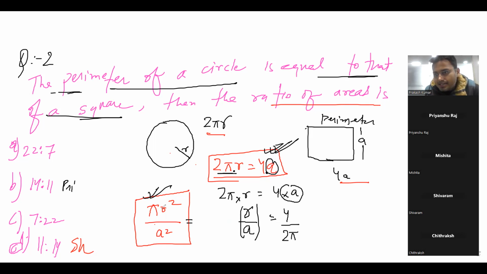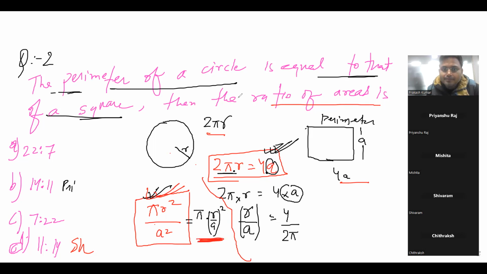Now find pi r square by a square. I can write pi into r by a whole square. What will be the answer? Just let me show. The question is asking the ratio of area, so I can write this as pi into r by a whole square. And all of you know that r by a is what?